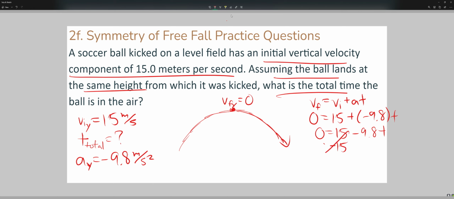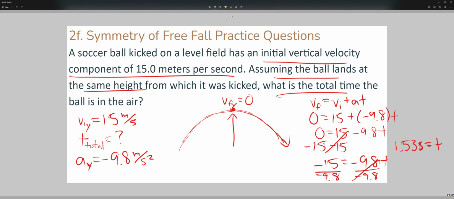Then you subtract that on both sides. Divide that. And then I get a time of 1.53 seconds is t. Okay? 1.53 seconds is t. That's the answer there. Oh, no, I'm sorry, that's not the answer. It's saying that your time up to its max height is 1.53 seconds.